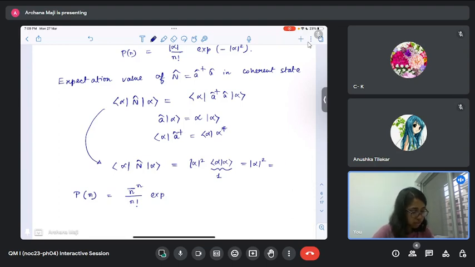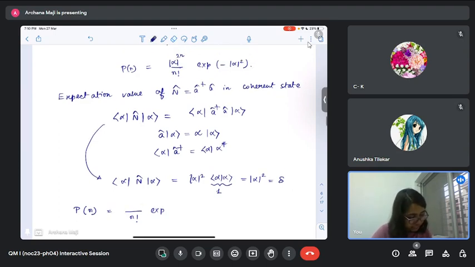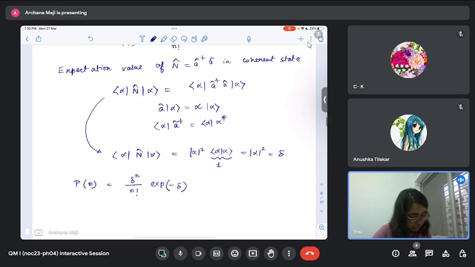Q will be confusing. Let's call it n bar only. I mean, you can use alpha, beta, gamma. Let's call it delta. Okay, delta is not confusing, I think. So mod of alpha square is delta. So it's like delta to the power n, exponential of minus delta. And this is nothing but Poisson distribution.